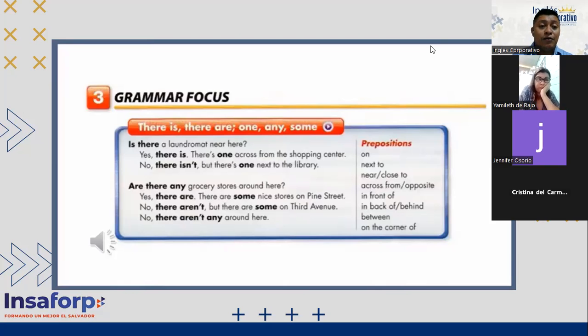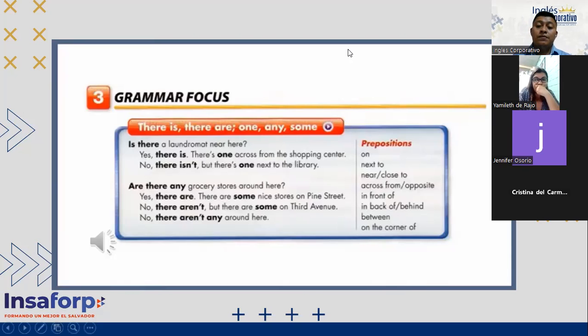Let's listen to these examples. There is, there are. One, any, some. Is there a laundromat near here? Yes, there is. There's one across from the shopping center. No, there isn't. But there's one next to the library. Are there any grocery stores around here? Yes, there are. There are some nice stores on Pine Street. No, there aren't. But there are some on Third Avenue. No, there aren't any around here.